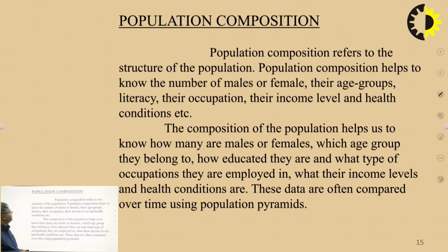Population composition refers to the structure of population, and it helps to know the number of males or females, their age group, literacy, their occupation, their income level, and health conditions. The composition of population helps us to know how many are males or females, which age group they belong to, how educated they are, what type of occupation they are employed in, and what their income levels and health conditions are. These data are often compared over time using population pyramids. Now, what are population pyramids?